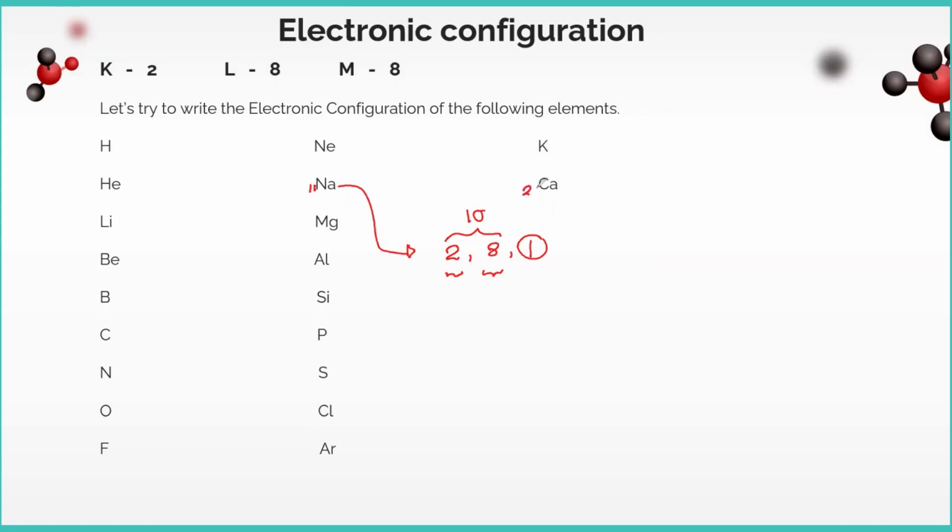Calcium, which has 20 electrons. Let's try writing the electronic configuration. It's 2, 8, so already 10. Again the 8, maximum of 8, so 18. The rest two go to the fourth energy level. So these elements are given in the increasing order of the atomic number, so the number of electrons can be guessed. I recommend all of you to work out on writing the electronic configuration.